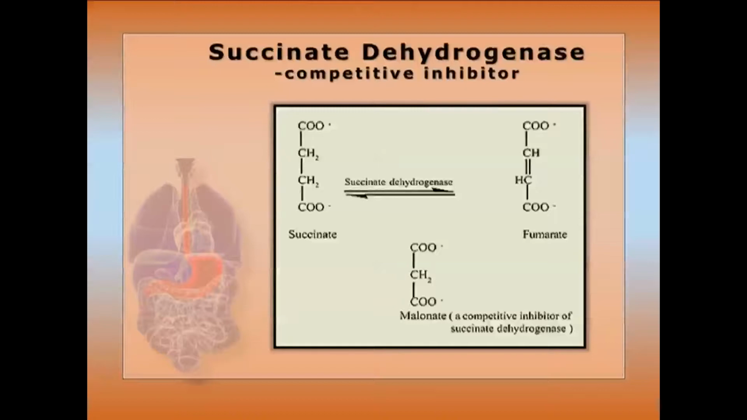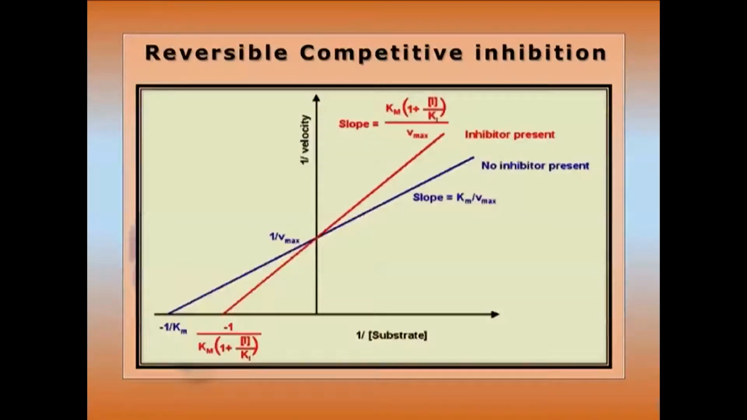In the case of competitive reversible inhibition, the inhibitor is a structural analog, so it fits the active site. We can find this in succinate dehydrogenase, where succinate is converted to fumarate and malonate is the structural analog of succinate, so it acts as a competitive inhibitor. So Km is increased while Vmax is unaltered, because E plus I is equal to EI. The inhibitor is only bound to the free enzyme.